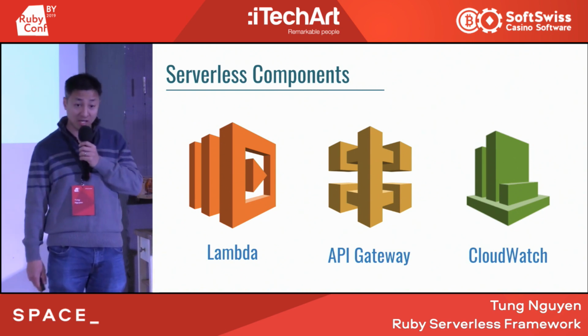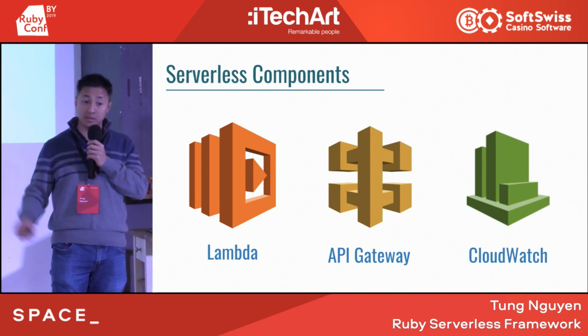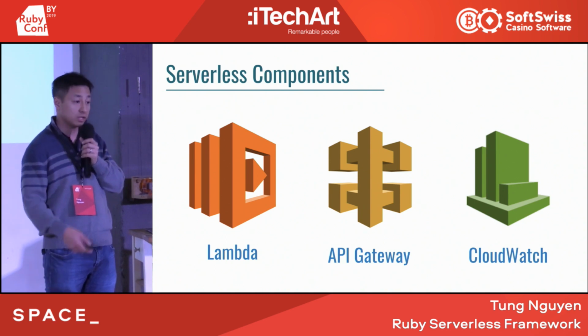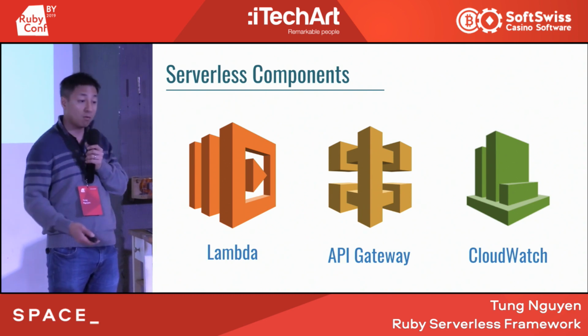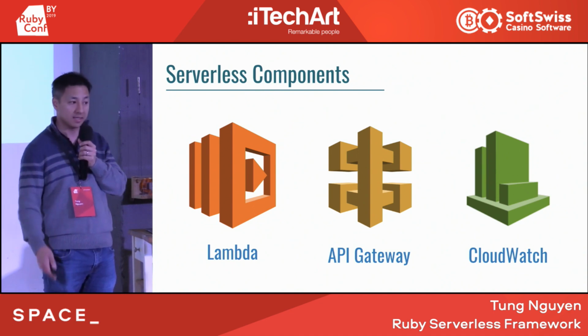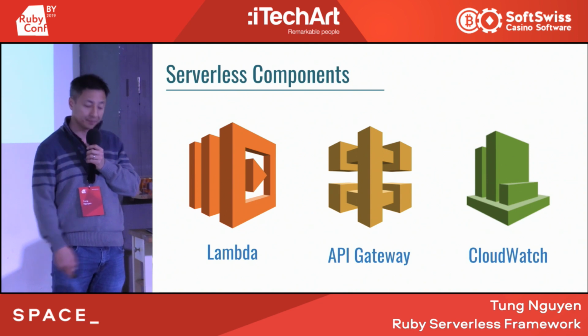I just want to review. We covered a bunch of serverless component essentials here. Lambda, which is functions as a service. API Gateway, which is routes as a service. CloudWatch, which we're leveraging as basically scheduling events as a service. So a scheduler as a service.